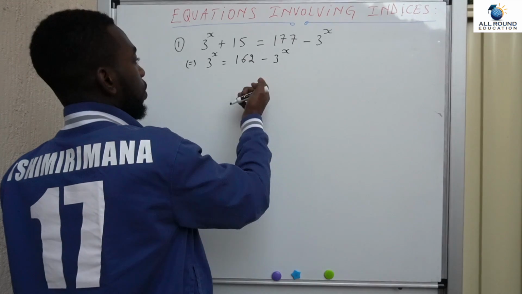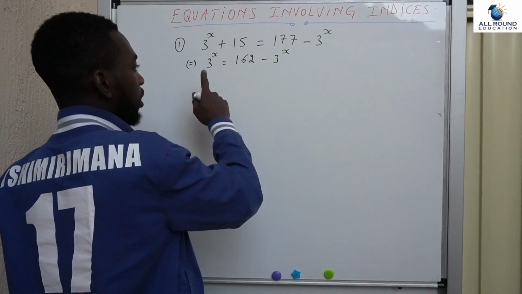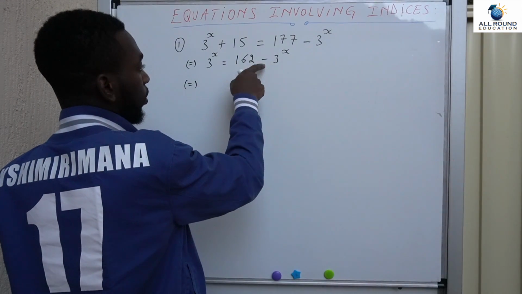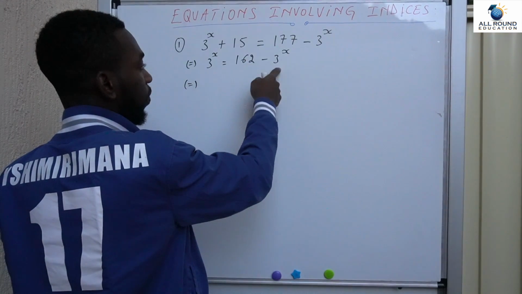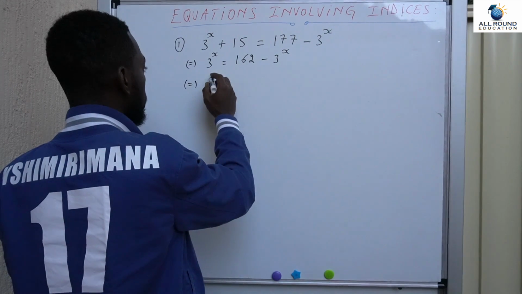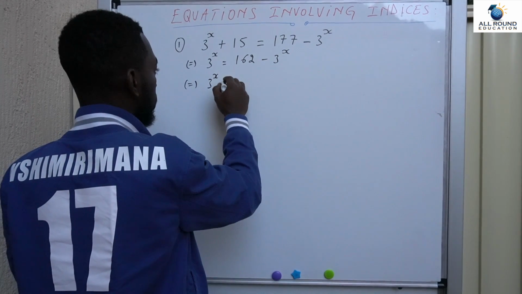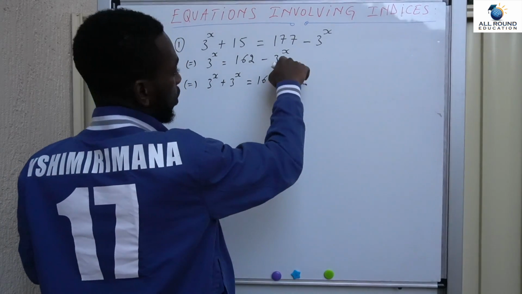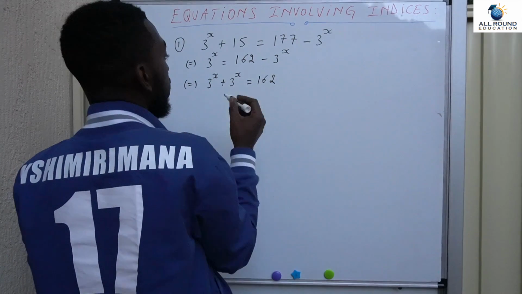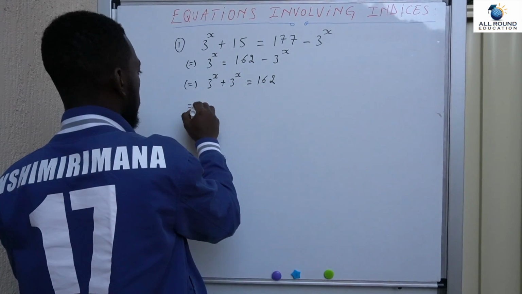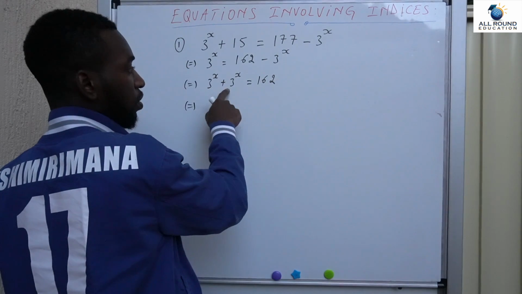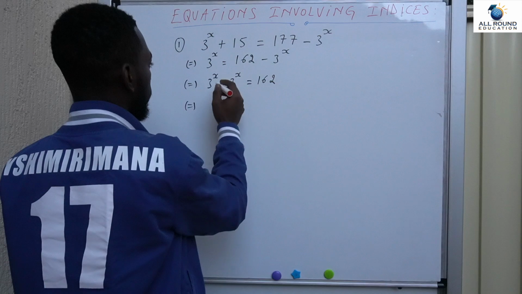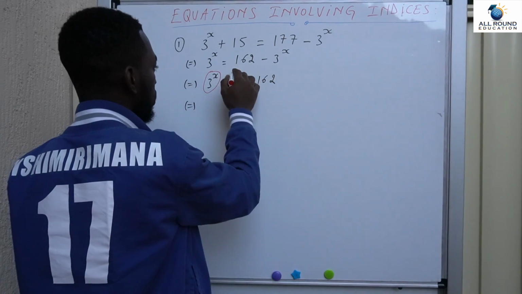Now we are trying to solve for x, so let's move the 3 to the power of x terms to one side, the left hand side. We add 3 to the power of x on both sides, and when you do that, on the left hand side you have 3 to the power of x plus 3 to the power of x equals 162, because on the right we cancelled that term. Now remember, this is not 6 to the power of x. No, that's not correct. The entire thing 3 to the power of x is treated as one variable.